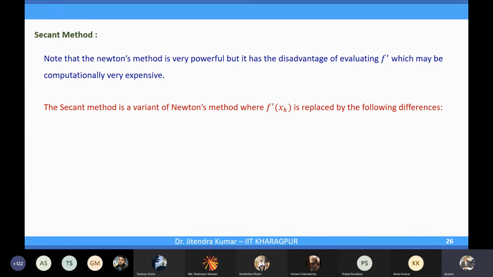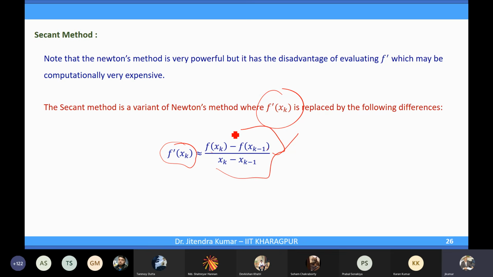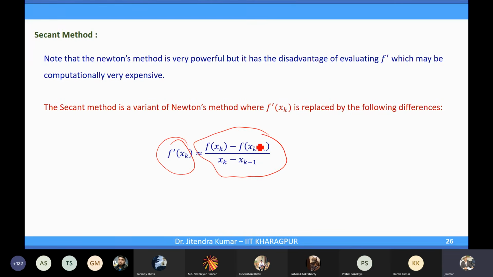The secant method is a variant of the Newton method, where this f prime x_k is replaced by the following differences. So this derivative, we have replaced by f(x_k) minus f(x_k minus 1) over x_k minus x_k minus 1. You remember that the definition of the derivative is something like this, and then you say that the limit x_k goes to x_k minus 1, right? Yes, sir. This is the definition of the derivative.